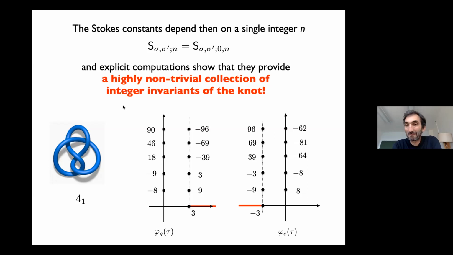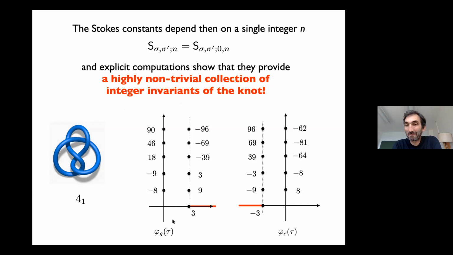Now, we were very surprised to find that if you do an explicit calculation, as I said, you need a lot of precision to do this calculation, you find that these Stokes constants are highly non-trivial integer invariants of the node, a highly non-trivial collection of integers. Since we are extracting this from a topological invariant of the node, these are integer invariants of the node.